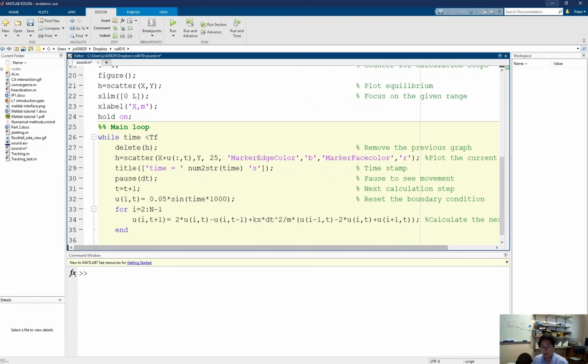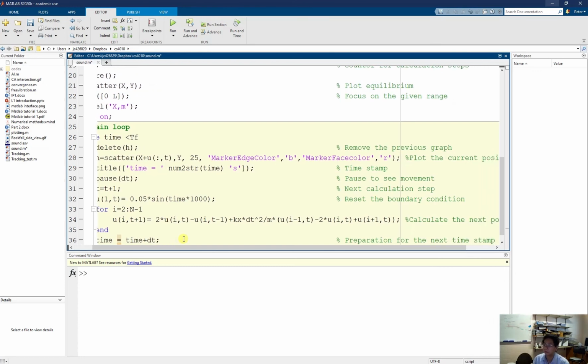After all, I just need to move my time step. So time equal to time plus dt for the loop condition. And this is also the preparation for the next time step. Yep.